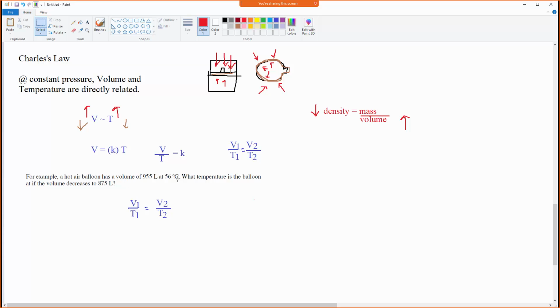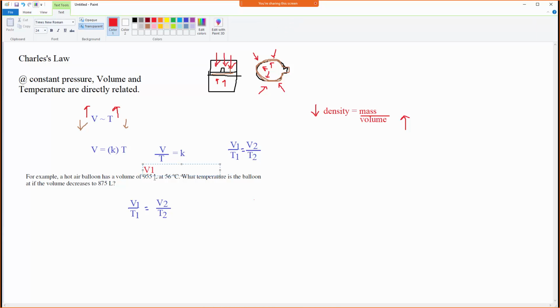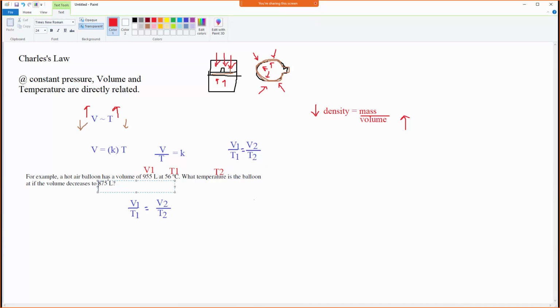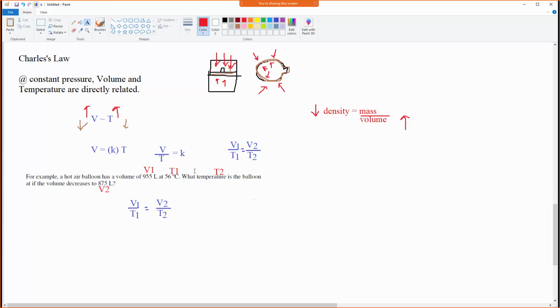All right, let's assign this. A hot air balloon has, that's got to be V1, right? That's my initial volume. And 56 degrees Celsius, that's my initial temperature. And what temperature is the balloon? That's what we're looking for. That's going to be T2. As the volume decreases to 875, this is V2. And again, I always recommend just labeling these before you plug anything in. Because you have two different volumes, two different temperatures, it's easy to get them mixed up.